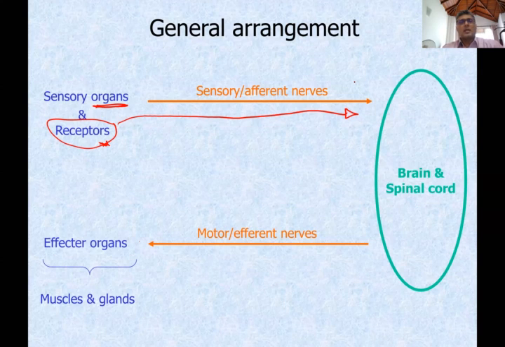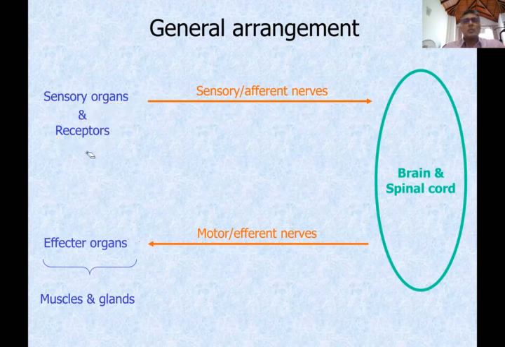Now, there are separate nerves that take these sensory inputs to the brain, which are called cranial nerves, and there are separate nerves that take these impulses to the spinal cord, which are called spinal nerves. So, you have cranial nerves taking impulses to the brain, and spinal nerves taking sensory inputs to the spinal cord. So, that's the basic thing. So, this is the input that you get to the brain.